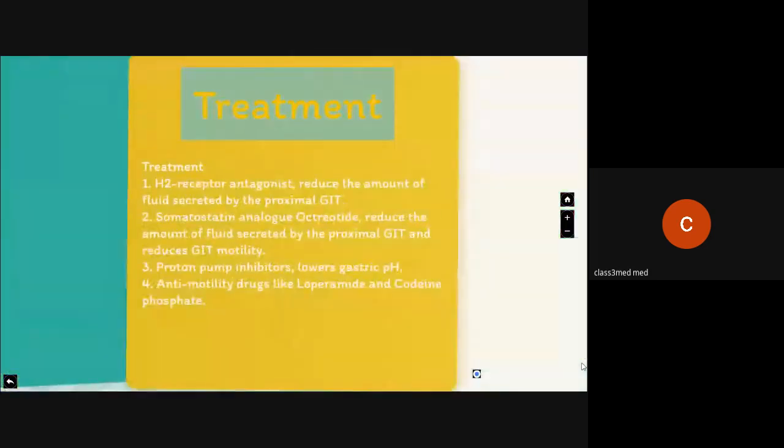How could we treat a patient with short bowel syndrome? We should use H2 receptor antagonists to reduce the amount of fluid secreted by the proximal GIT. In addition, somatostatin analogs like octreotide reduce the amount of fluid secreted by the proximal GIT and reduce GIT motility, so give more chance for content to be absorbed because it's a short bowel. We should provide the patient with proton pump inhibitors to lower gastric pH and reduce peptic ulceration. And sometimes we use anti-motility drugs like loperamide and codeine phosphate, as we said, to reduce the motility and give more chance for the fluid inside to be absorbed and decrease the incidence of diarrhea and other complications.